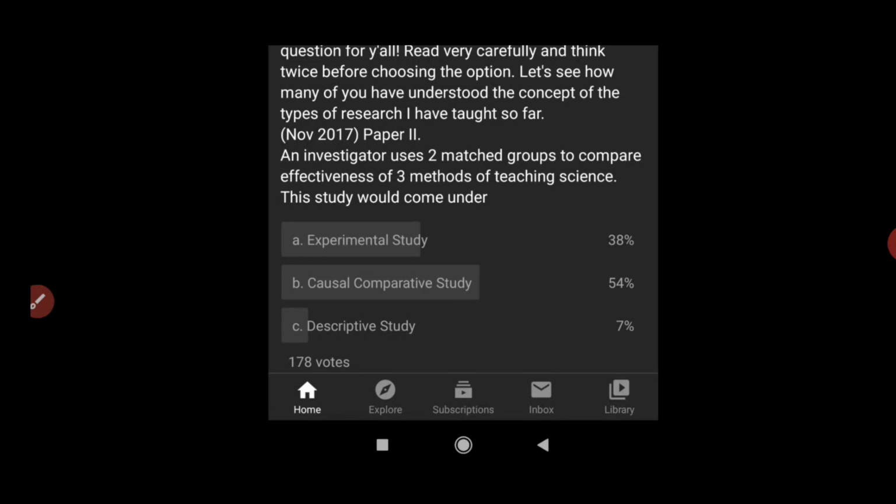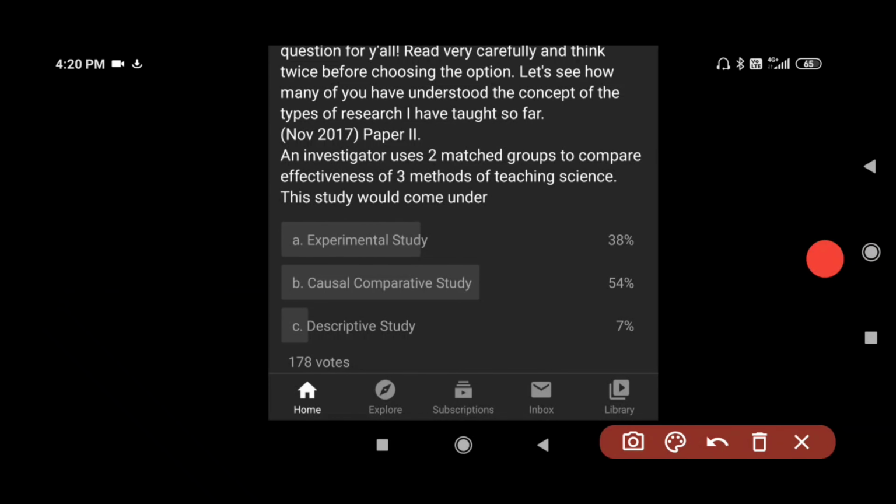So the question was a previous year question asked in November 2017. An investigator uses 2 matched groups to compare effectiveness of 2 methods of teaching science. It was a typing mistake, not 3, okay? It should be 2. 2 methods of teaching science. The study would come under experimental study, not causal comparative study. Causal comparative study is ex post facto, okay?